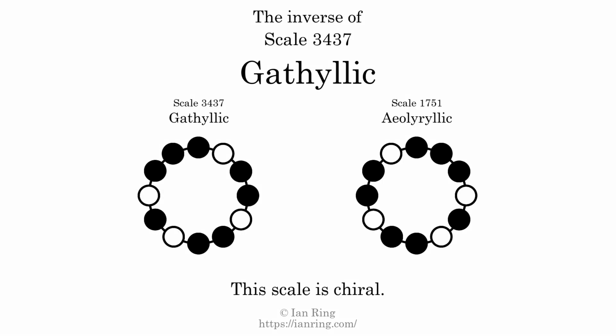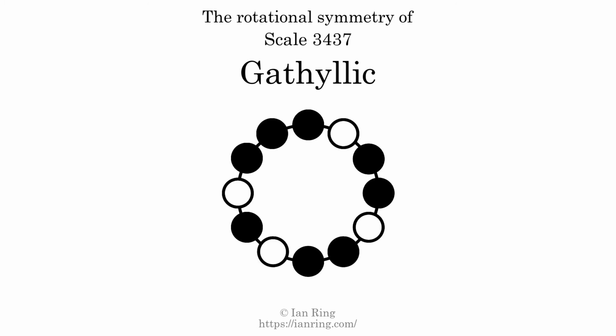The inverse of a scale is a mirror image. It is what you get when the sequence of intervals is reversed. The inverse of this scale is scale 1751, also known as Gathyllic. This scale is chiral. It cannot transform into its inverse by rotational transformation. This scale has no rotational symmetry.